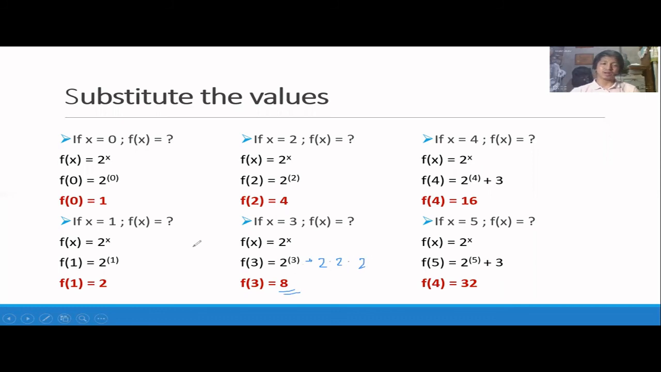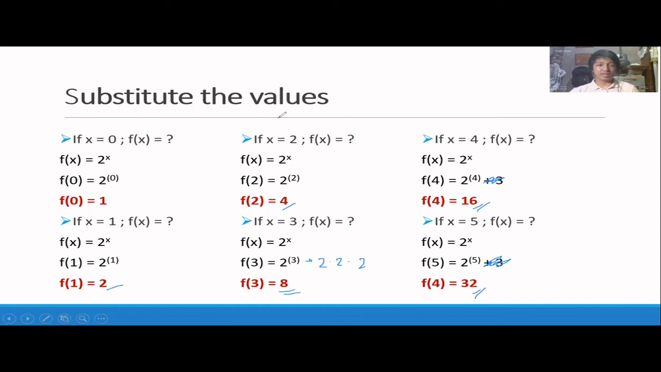Okay? Baka malito kayo dito sa part na ito. Dito sa if x is equal to 4, so wala tong plus 3. Ayan. Sorry. So 2 raised to 4, hindi siya 2 times 4, 8. So 2 times 2 times 2 times 2, that will give you 16. So the same goes here, 2 raised to 5 is 32.